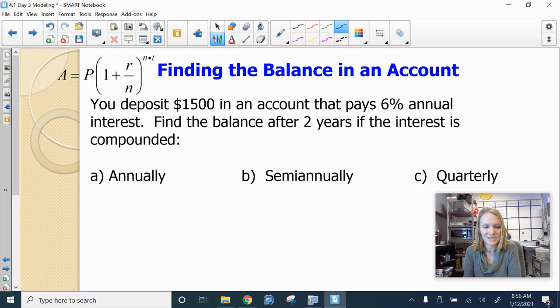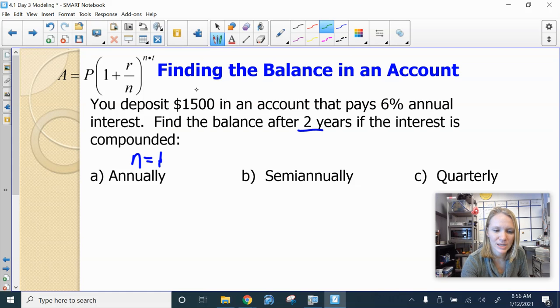So you deposit $1,500, it pays 6% annual interest. Find the balance after 2 years if the interest rate is compounded. So we're going to do this 3 different times and look and see how the compounding changes what your final amount is. So we're going to start with annually. So that means our N is 1. So 1 time per year. So that's basically the same function we had been doing before.